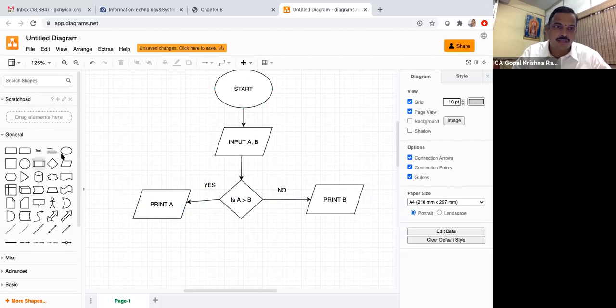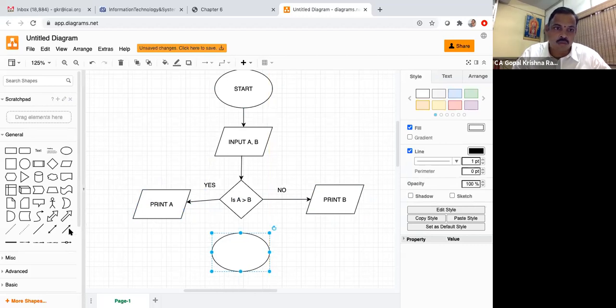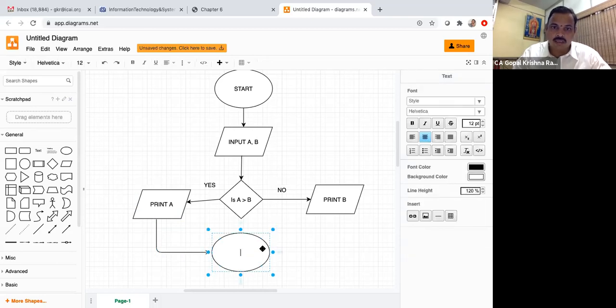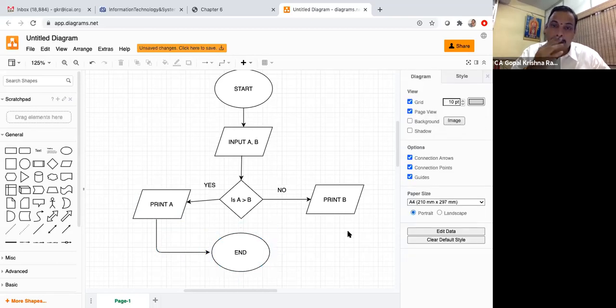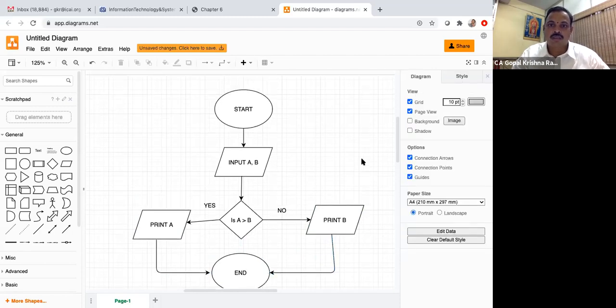Okay. So now I have to close it. So how do I close it? So this is, I will say end. So that's all, print is over, no? So end. So similarly here. That's all, over.